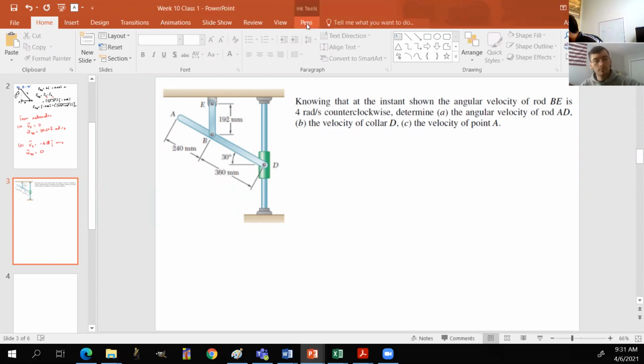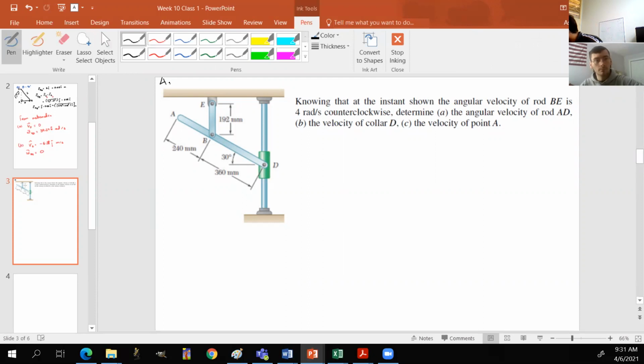So this is problem number 4 from your problem statement, whereby you have the rod BE, which is rotating about the point E, and it's going counterclockwise, and you're asked to find the angular velocity of the rod AD, which is linked to it with point B, and you know the point D moves on a collar, and it can only move vertically up and down. And then you're also asked to find the velocity of the point A.